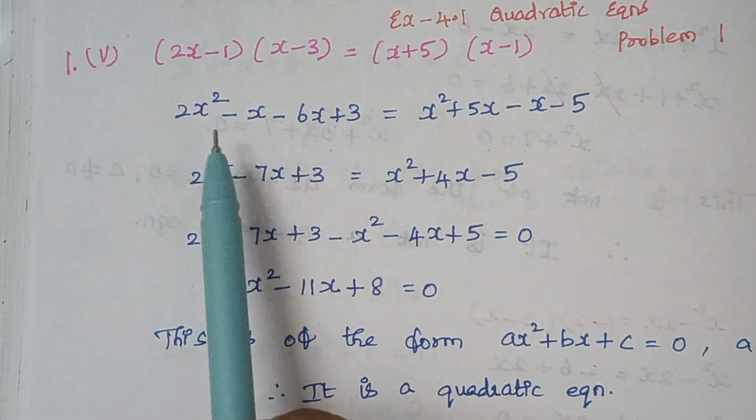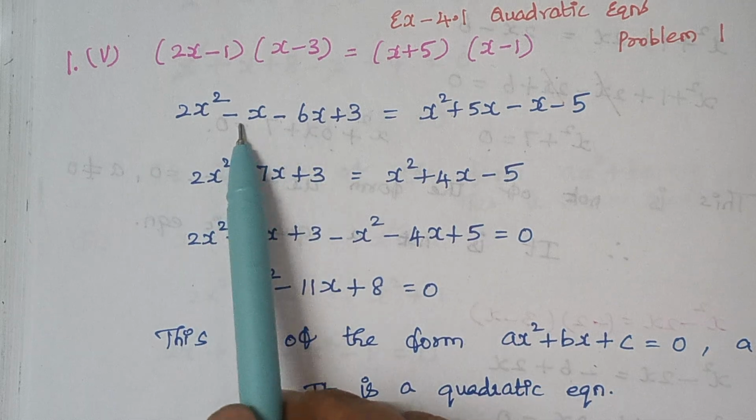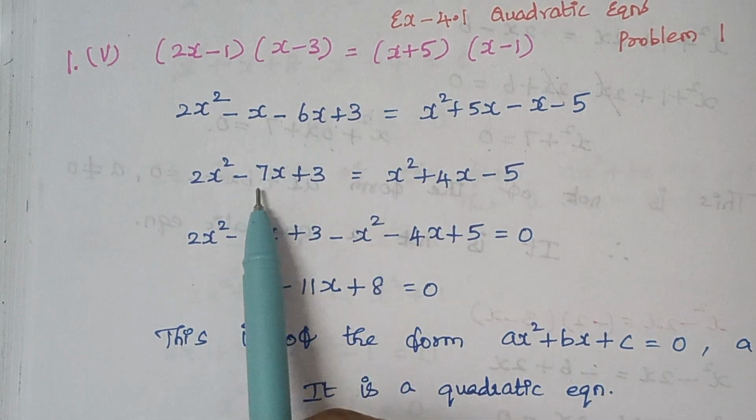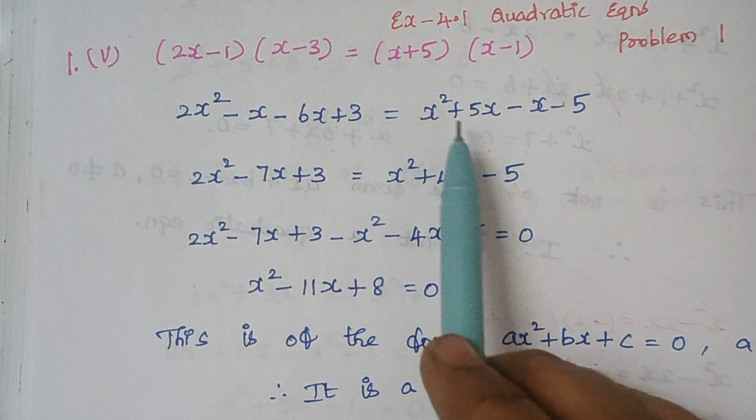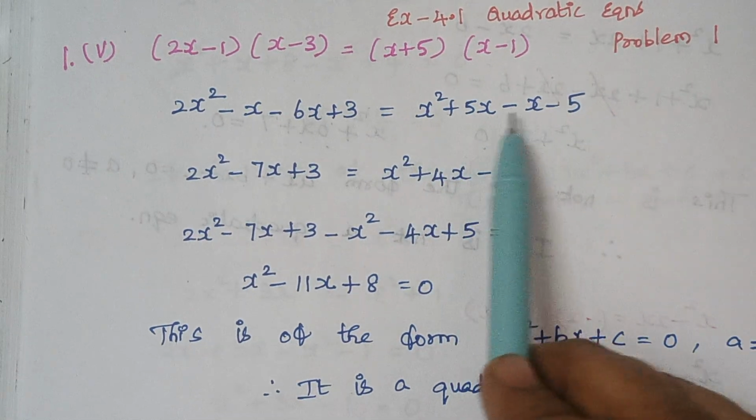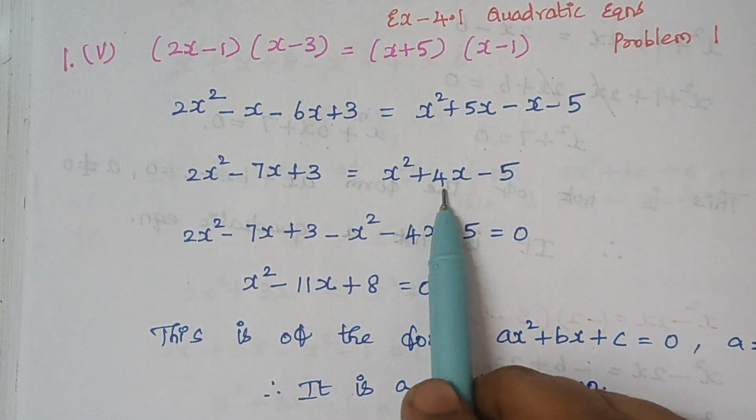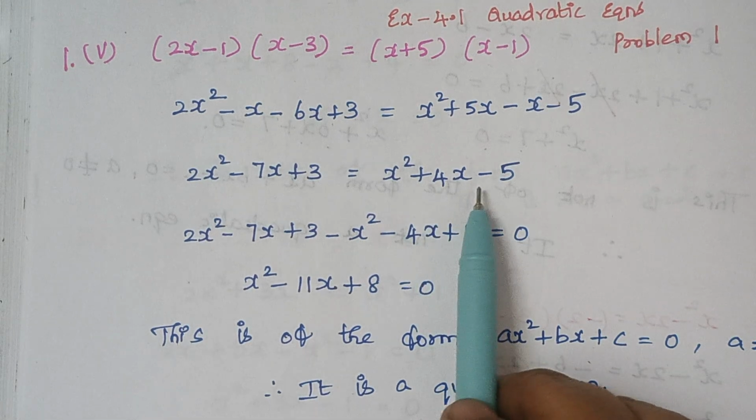While simplifying, 2x square minus x minus 6x makes minus 7x plus 3. And here x square plus 5x minus x. Therefore, here the answer is x square plus 4x minus 5.